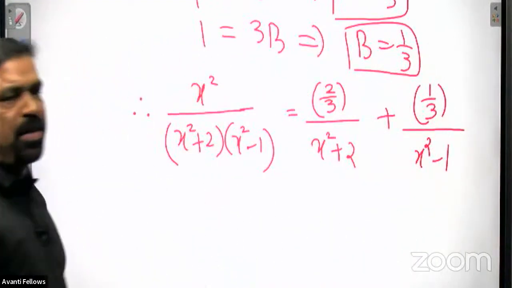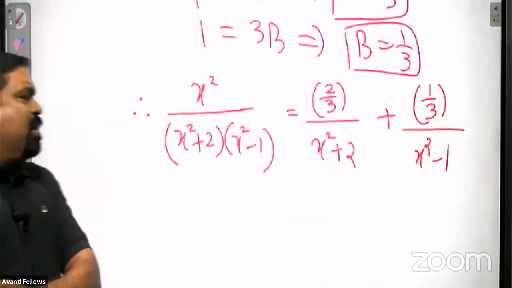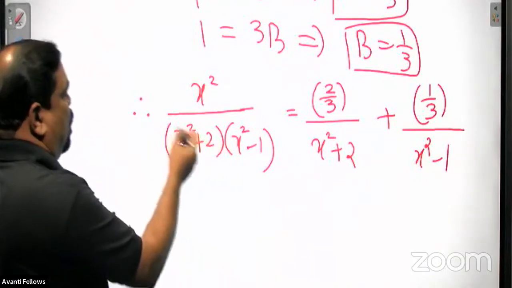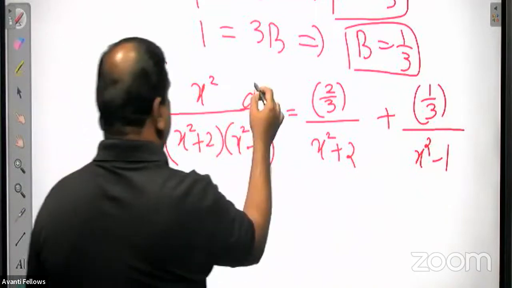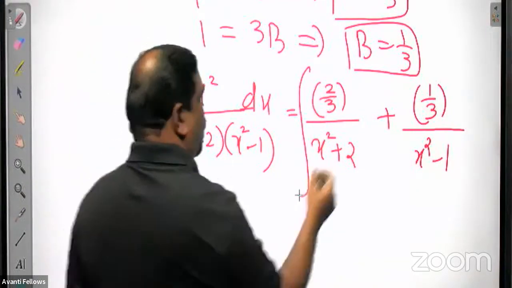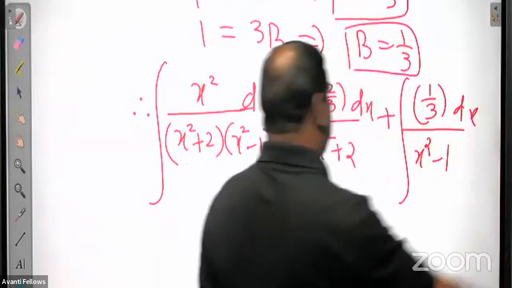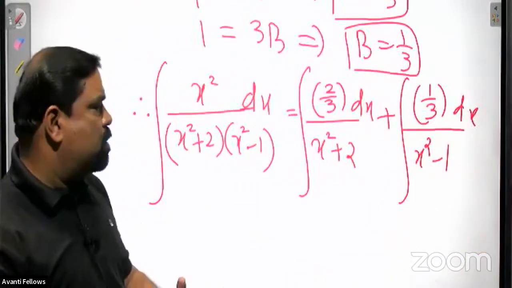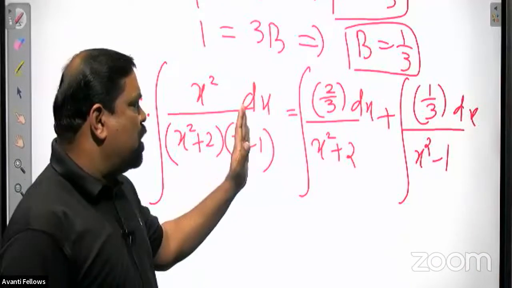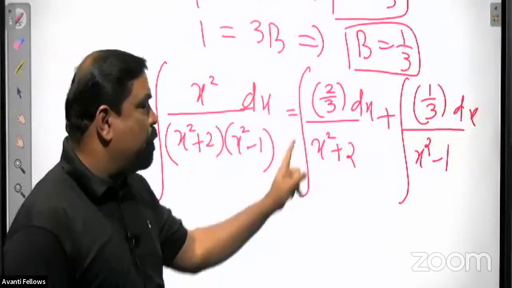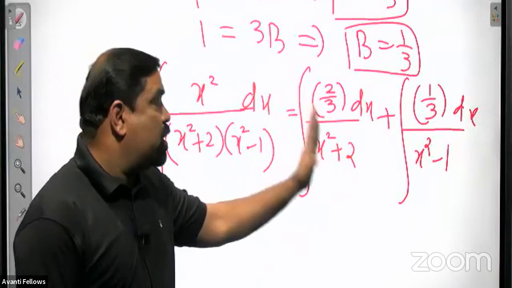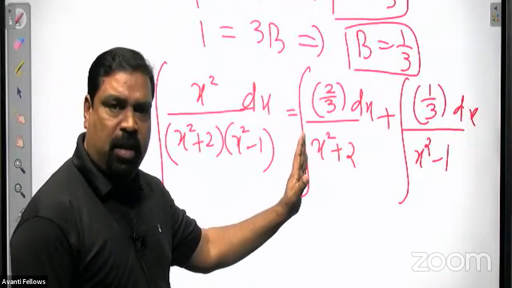So this is the partial fraction. Now we can easily integrate. If you integrate, the integral is equal to the first integral plus the second integral. So both are standard integrals. 2 by 3 is a constant, take it outside. So 1 by x square plus 2, 1 by a square plus x square form. You know the standard formula.